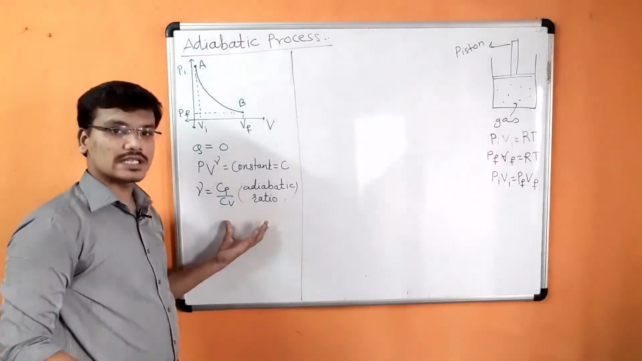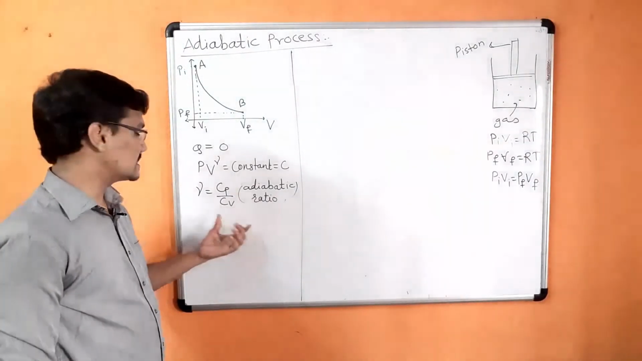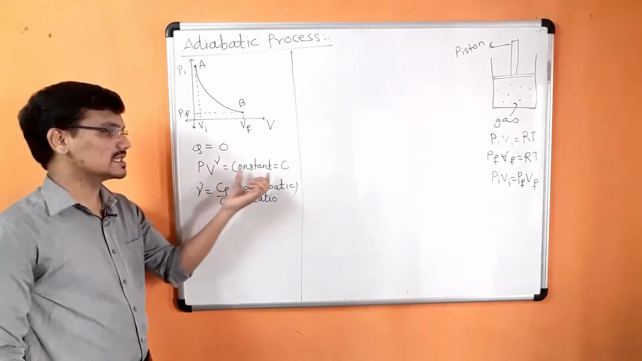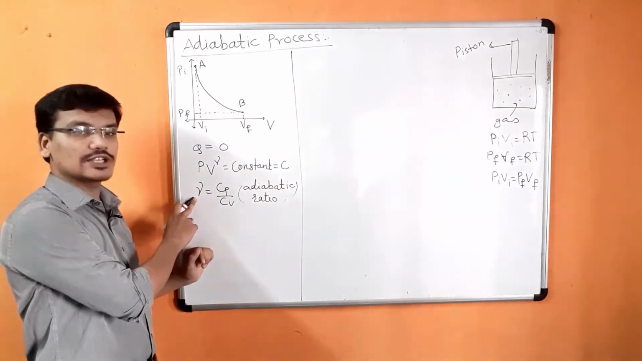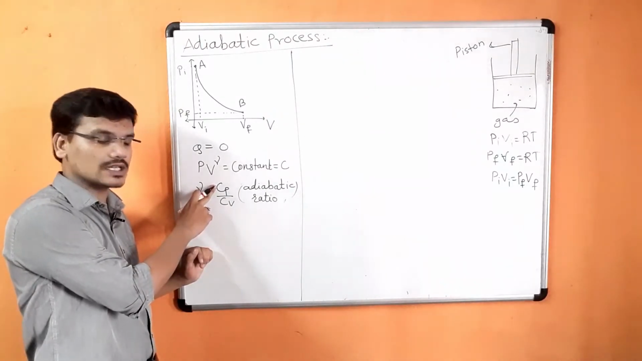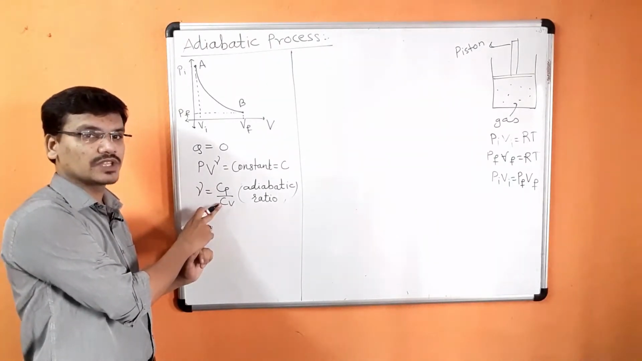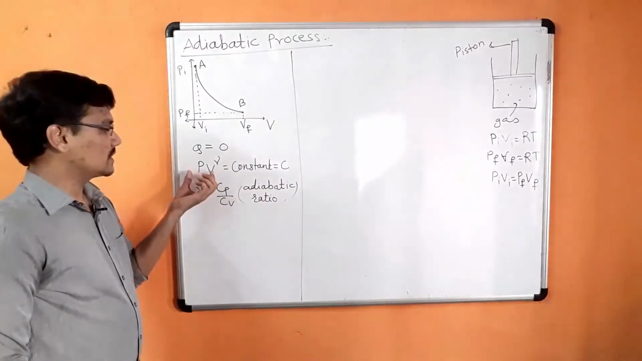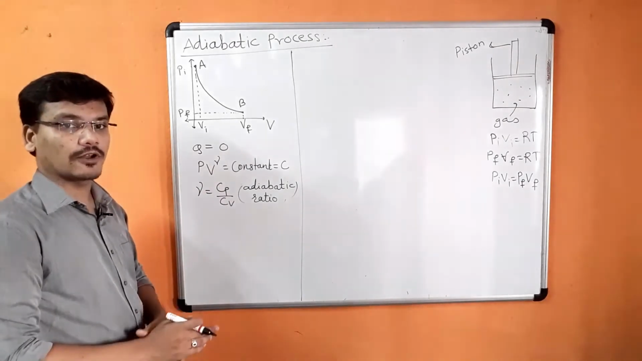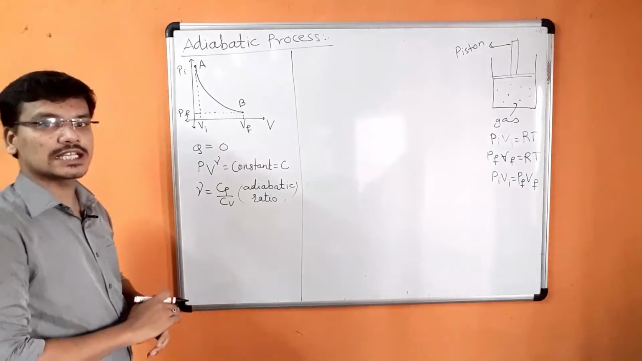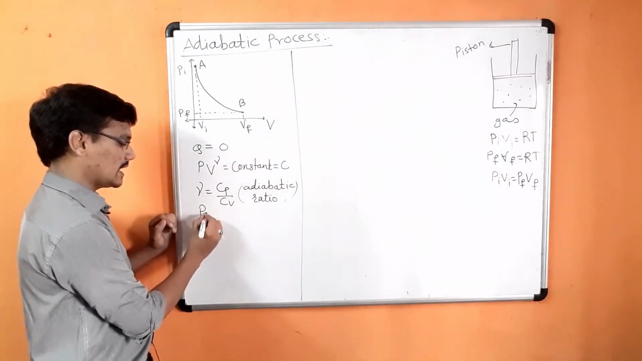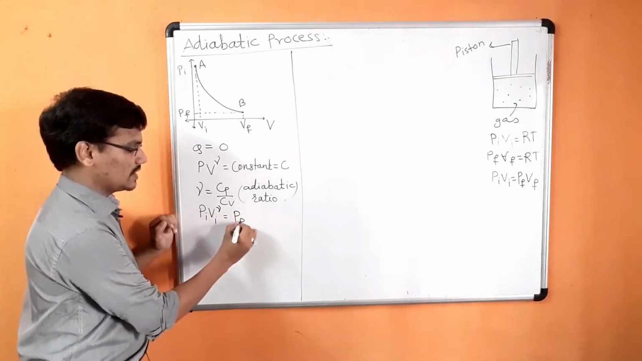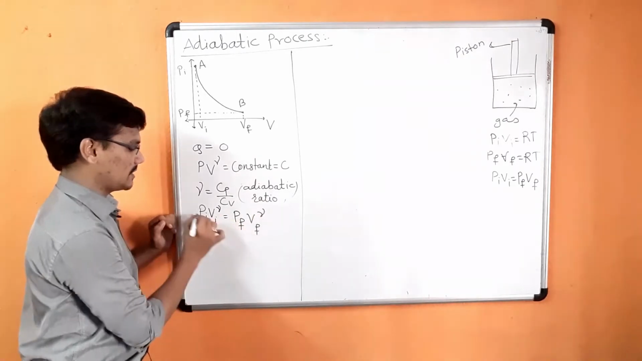But in adiabatic process temperature is not constant. Therefore, there is a relation PV raised to gamma is equal to constant, where gamma is the ratio of specific heat at constant pressure to the specific heat at constant volume. This is also called the adiabatic ratio. Next, the equation of state for the adiabatic process. For initial state, Pi Vi raised to gamma is equal to Pf Vf raised to gamma.